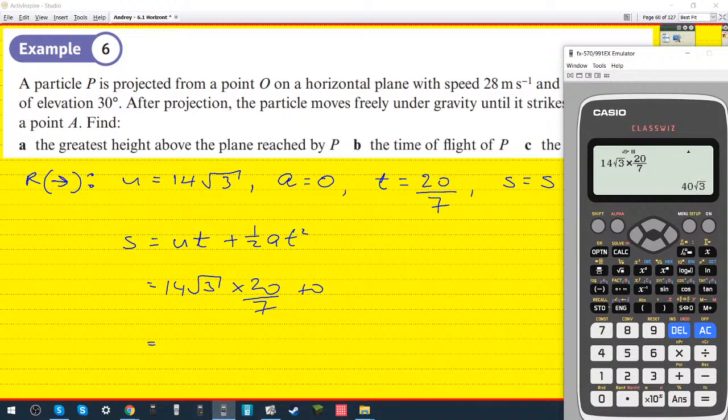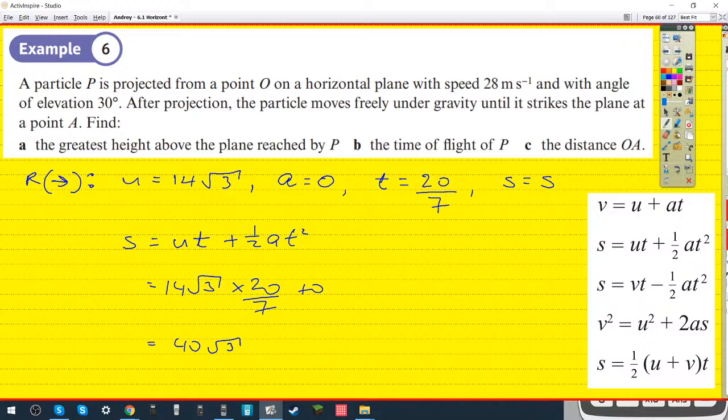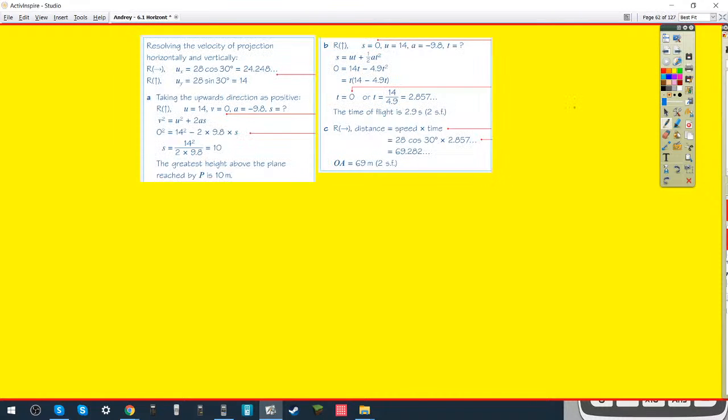How am I quicker at this than you? I'm slow. I'm getting 40 root 3 or roughly 69.2. Let's take a look. 69 meters. Yep. Resolving that way.